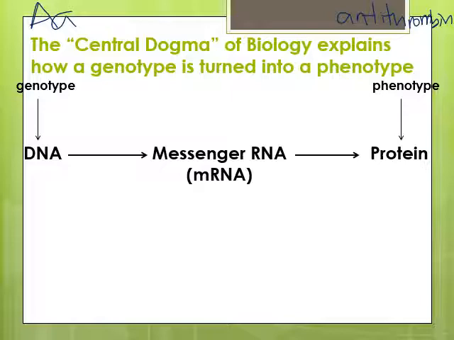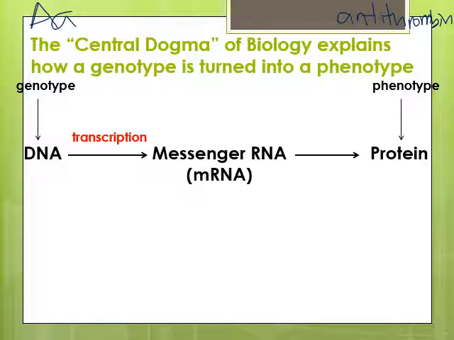But in this case, let's say it's antithrombin protein. So no, we don't see it, but yes, we can tell if you have a functioning antithrombin protein by how your blood clots. So we have to get all the way from genotype to phenotype, which means that we have to go through a few different processes that we'll talk about here in just a second.